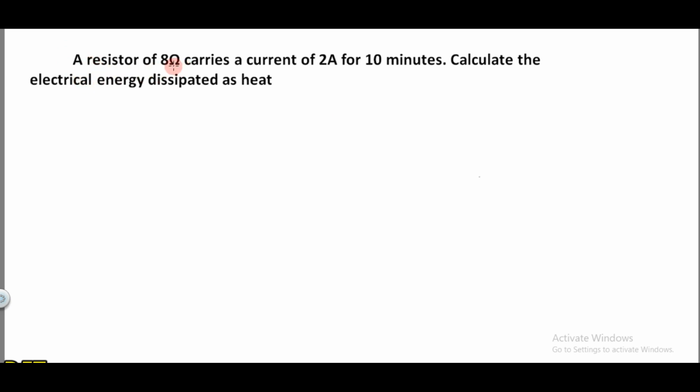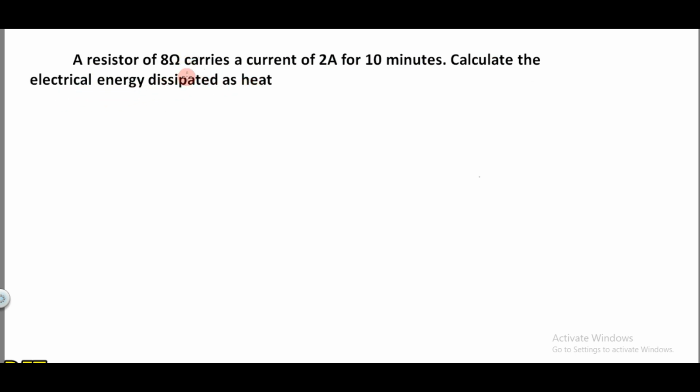A resistor of 8 ohms carries a current of 2 ampere for 10 minutes. Calculate the electrical energy dissipated as heat.